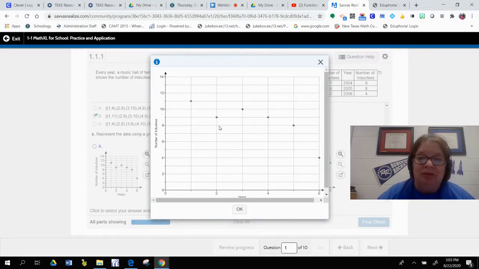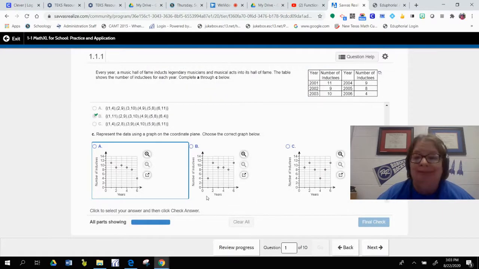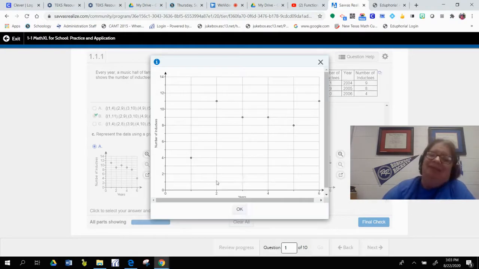Now let's look at B for a second. We know that A is right. We checked all the points, but look at B. 1 goes with 11. And this one, 1 is with 4. Not that one. This one, 1's supposed to go with 11. 1 with 9. Not that one. Okay, so it was A. Final check. Nice work. It says that. Sometimes it says different words besides nice work.